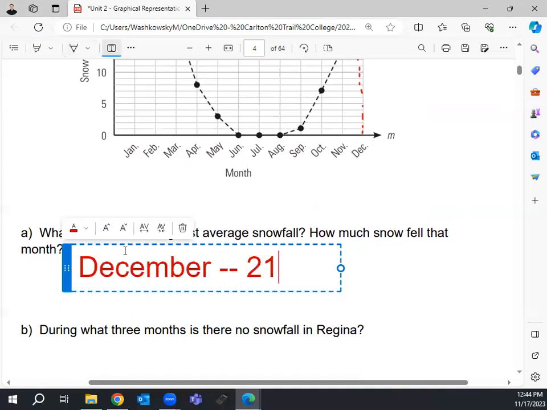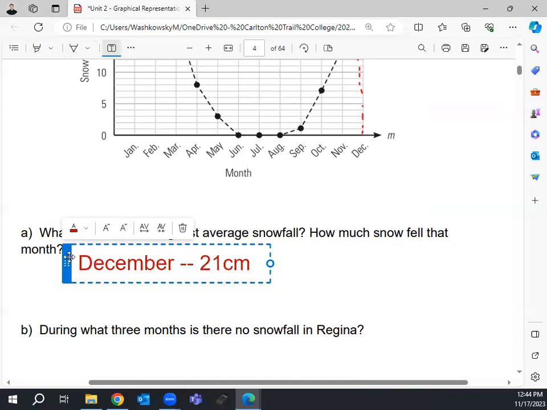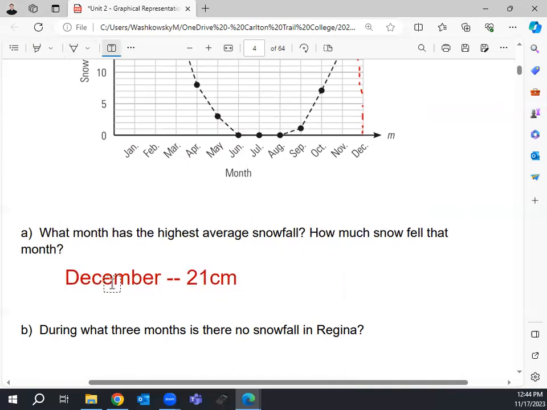So all you have to say is December, 21 centimeters. You could make a statement if you wanted. You could make a full sentence out of that. I'm not going to penalize you guys on that. I'm not going to expect to see "the month with the highest snowfall was December and they got 21 centimeters of snow." This is fine. I know what you're talking about if you write that down.